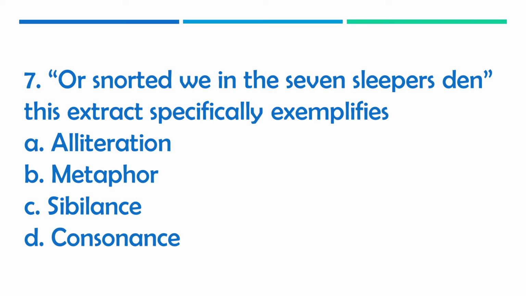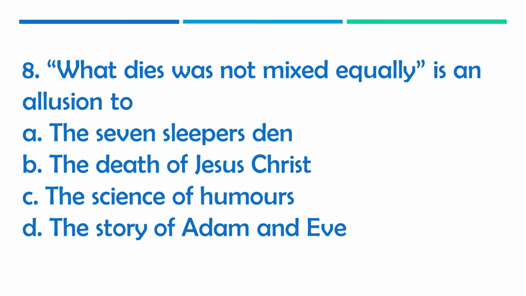Question 8. "What ever dies was not mixed equally" is an allusion to A. The seven sleepers' den, B. The death of Jesus Christ, C. The science of humors, D. The story of Adam and Eve. The correct answer to this question is C. "Whatever dies was not mixed equally" alludes to the science of humors.